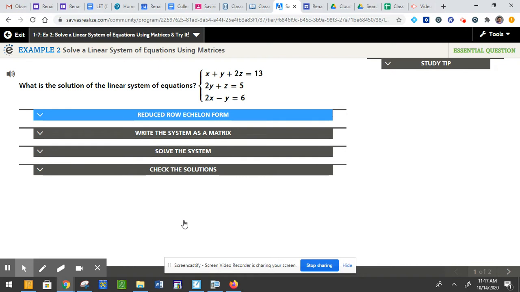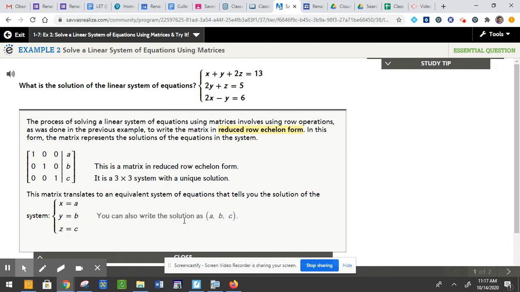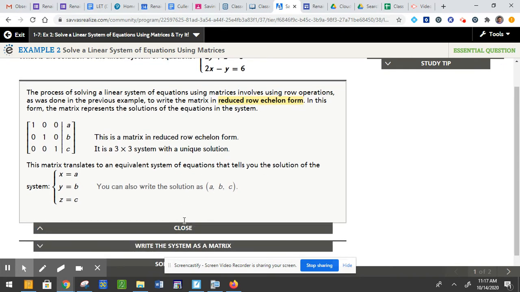The reduced row echelon form, that's the form where the matrix has the ones and the zeros. When it's a 3 by 3 specifically, it's going to look like this. So it goes 1 0 0, 0 1 0, and then 0 0 1. The a, b, c there would be your answers to x, y, and z. So similar, obviously, but we had to adjust it for a 3 by 3 as compared to a 2 by 2.